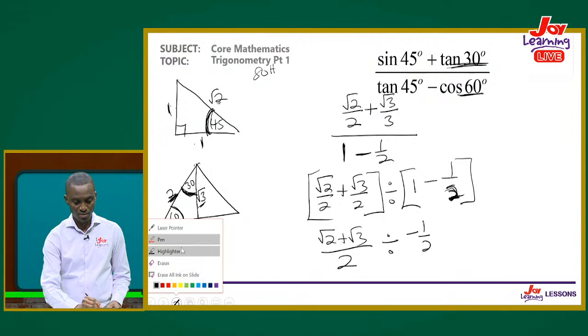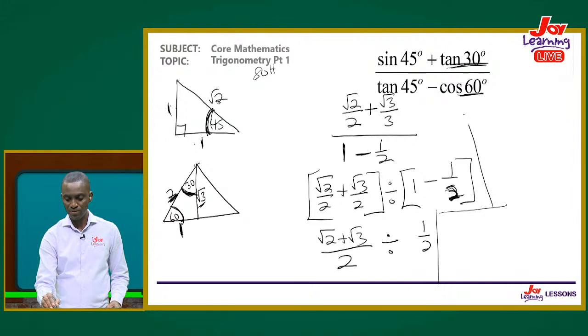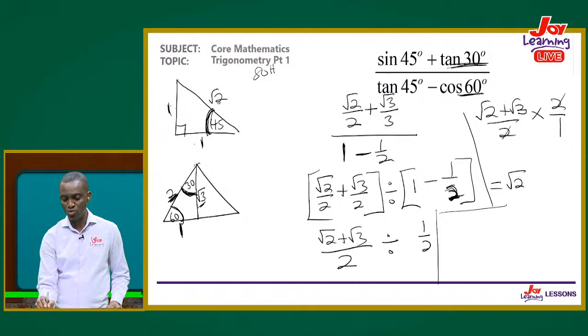Sorry. 1 minus half is half. Then we can write again. Let's move to this side. And we can say root of 2 plus root of 3 over 2 times 2 over 1. That is, we change the division to multiplication, and so we reciprocate the next one. And then we see that the 2 here can cancel this, leaving us with square root of 2 plus root of 3 as our final answer.